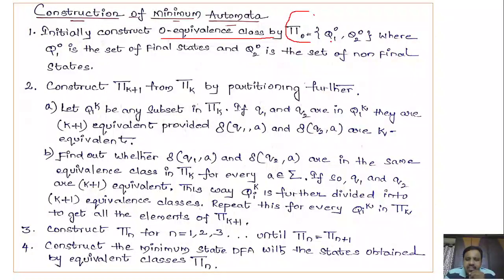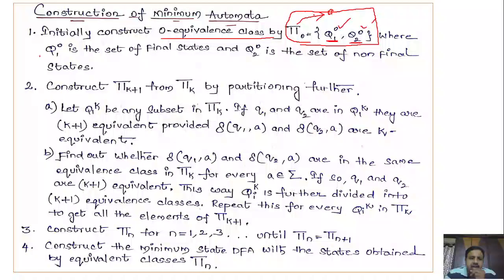Let me consider that we have Q1, which is some set of states, and Q2, which is some other set of states. So we have two sets of states, and the subscript is 0. So we could say this is the first partition set; pi naught is the partition set 0. What it means is we have partitioned the states of the DFA into two sets: one is the set of final states and one is the set of non-final states. This is the first partition set that we write in the algorithm.